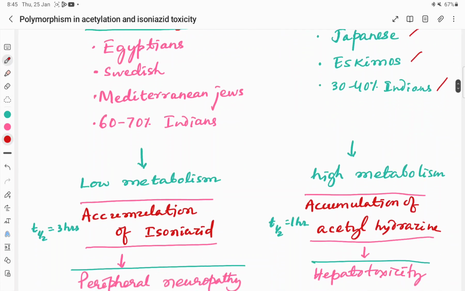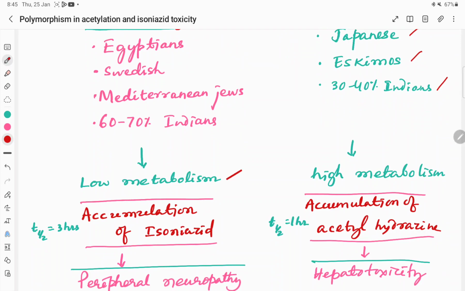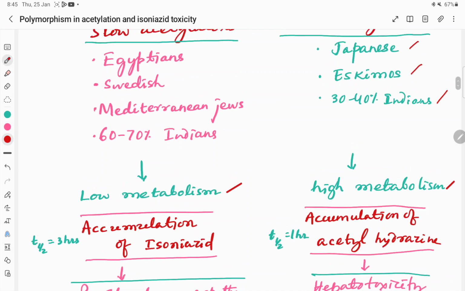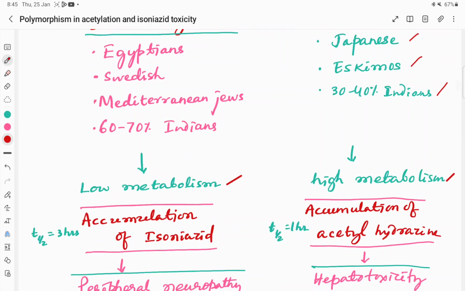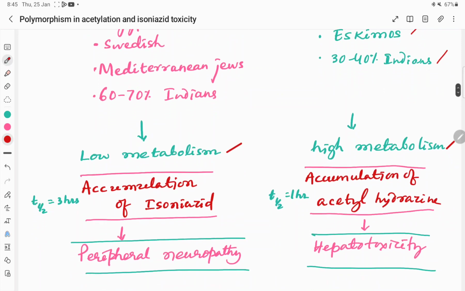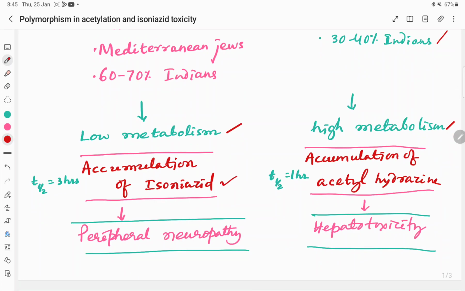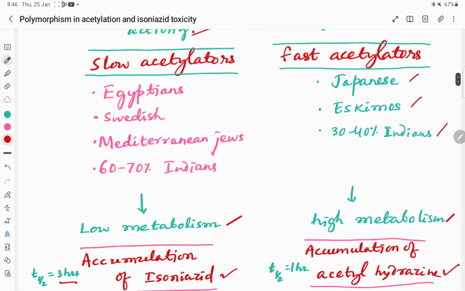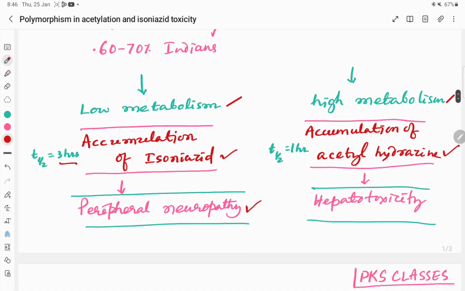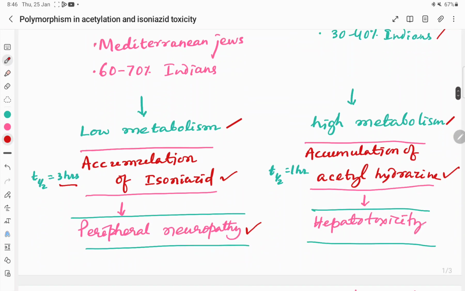So in slow acetylators there is low metabolism, and in fast acetylators there is high metabolism. That is, the rate of N-acetylation is low in slow acetylators and high in fast acetylators. So because of low metabolism, there will be accumulation of isoniazid. The half-life of isoniazid is 3 hours. Whereas in fast acetylators, because of high metabolism, there is accumulation of the metabolite acetyl hydrazine. So in slow acetylators we have the side effect peripheral neuropathy, and in fast acetylators we have the toxicity hepatotoxicity because of acetyl hydrazine.